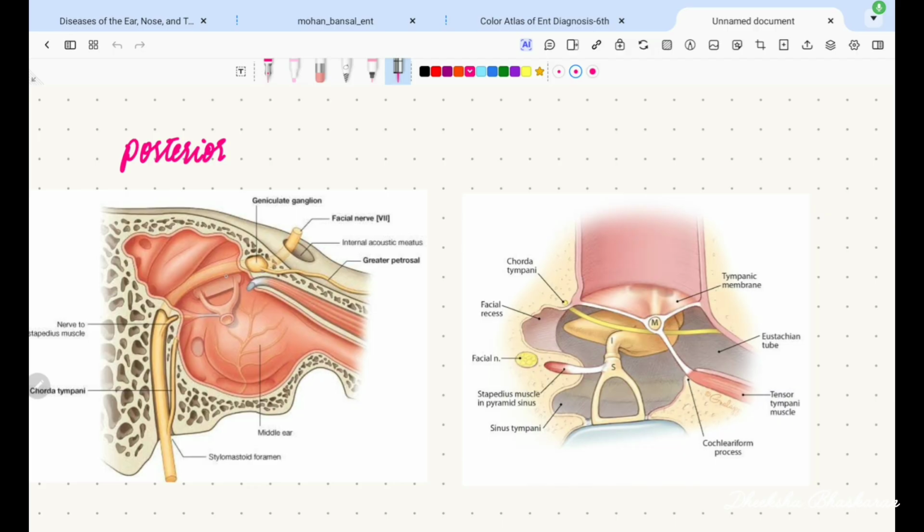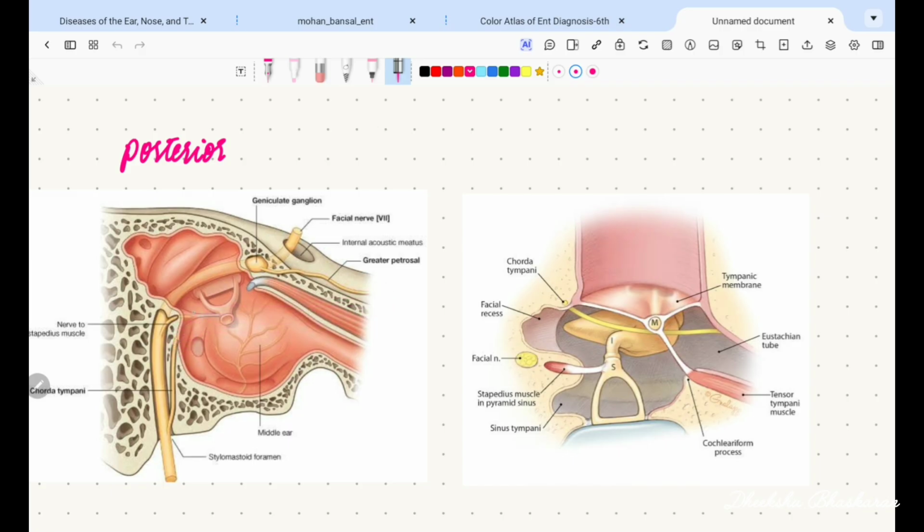We have the posterior wall of the tympanic cavity, the middle ear cavity. We have the facial nerve which is entering. This is the medial wall of the cavity, so the horizontal part of the facial nerve. It's descending down here. This is the vertical part of the facial nerve, and it's in the fallopian canal, which lies in the posterior wall of the middle ear cavity. And we see here the chorda tympani nerve, which it gives rise to before entering the stylomastoid foramen.